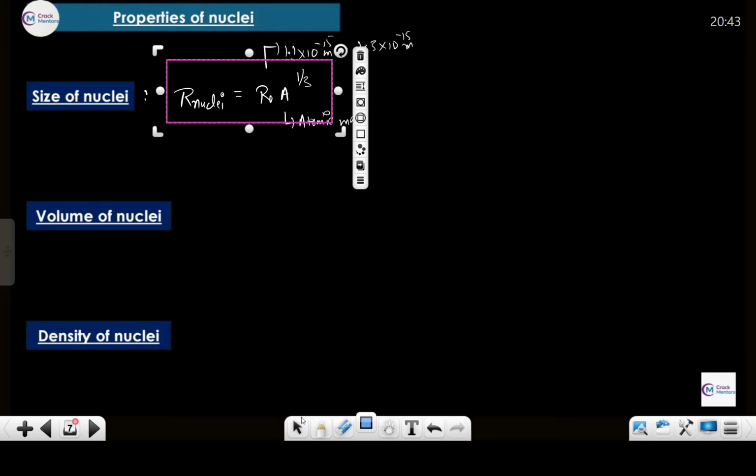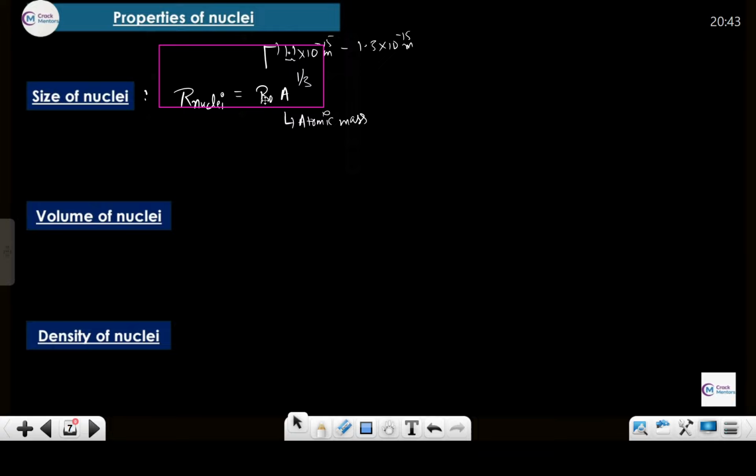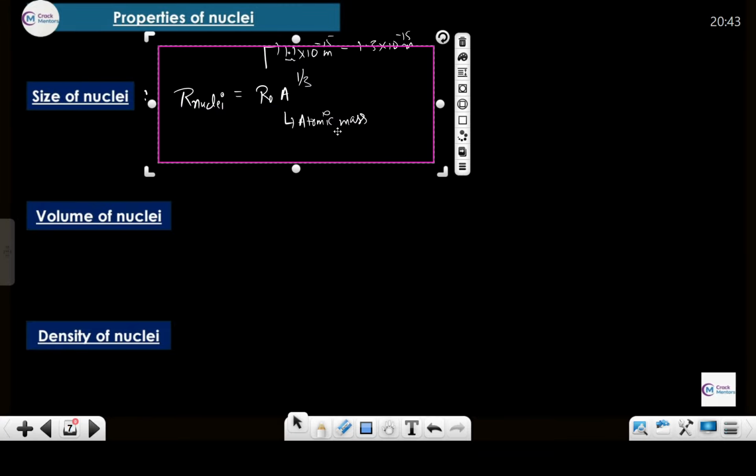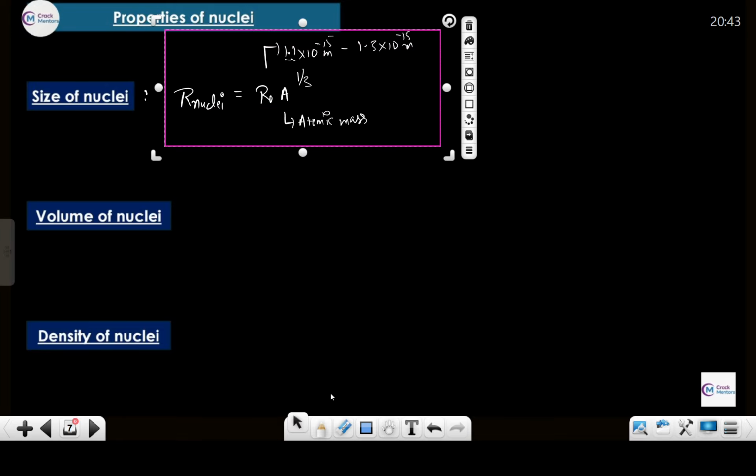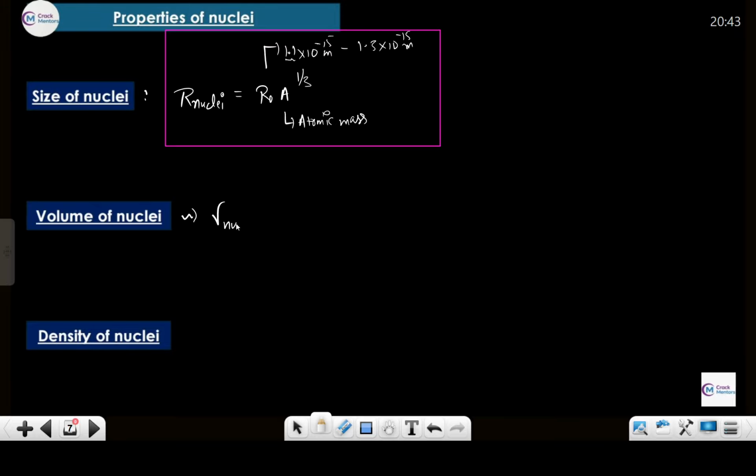If this one is clear to you, then I'm moving ahead. Just give me a second. Okay, I'm hoping that this much is clear to you. I'm moving ahead now. What is the volume of nuclei? If I'm talking about the volume of nuclei, then it is 4/3 pi r cube.